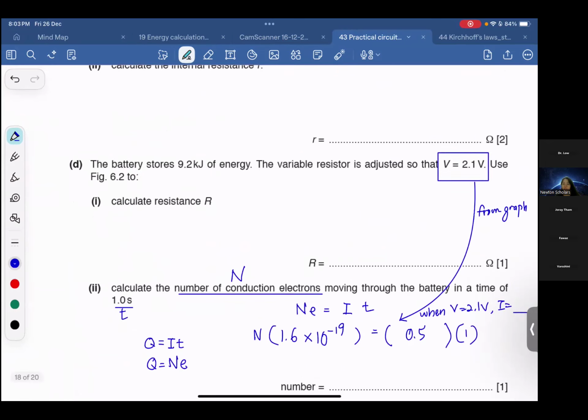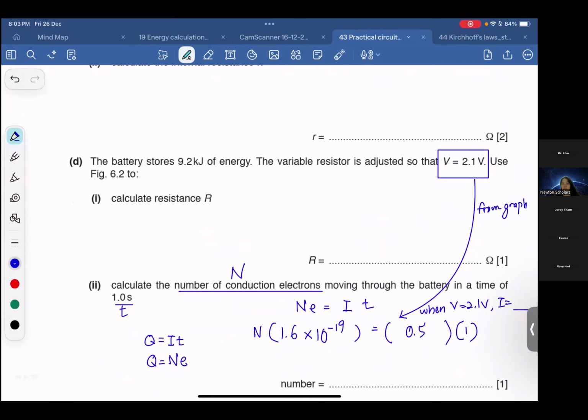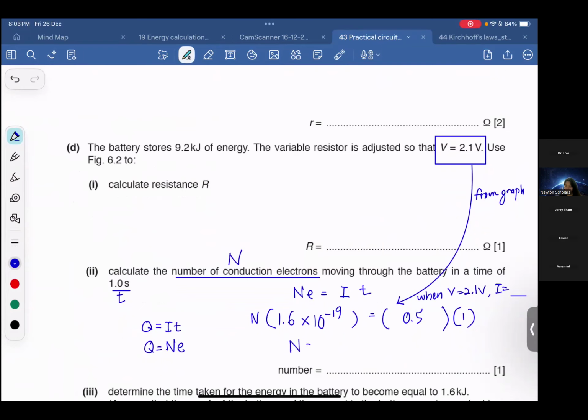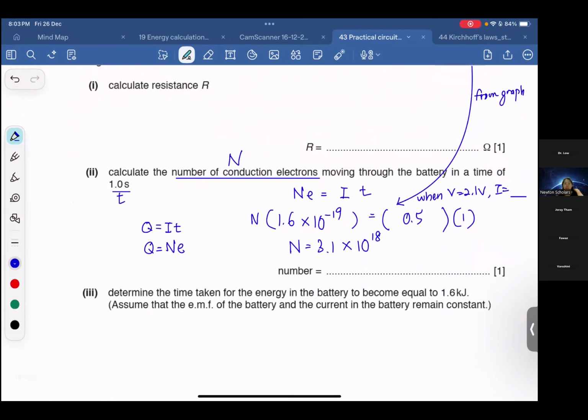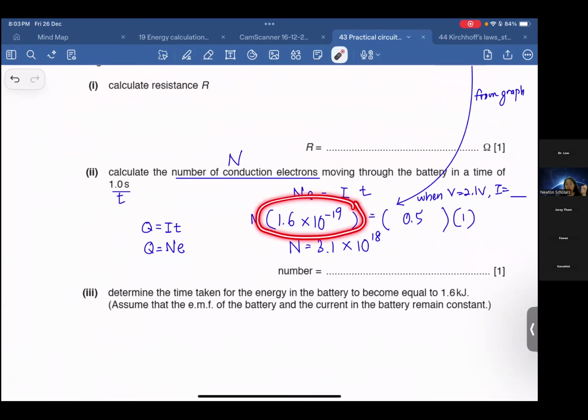Typing error, right? 3.1 times 10 power of 18. Yes, power correct. So N is equal to 3.1 times 10 power of 18. No unit for number. Okay, by the way, when we do more questions, this will be a value that we are already very familiar with.